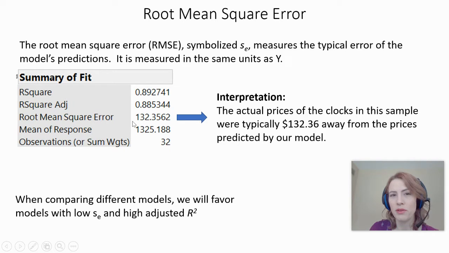This will be measured in the same units as Y. So for the clock example, we're modeling the prices in dollars, so our root mean square error is also in dollars. We can say here that the actual prices that these clocks sold for were typically about $132.36 away from what was predicted by the model. And if you look at the prices, they're in the thousands. So usually we're about $132.36 off in our predictions. If you had multiple models, you would prefer the one with less error. So a smaller root mean square error is good.